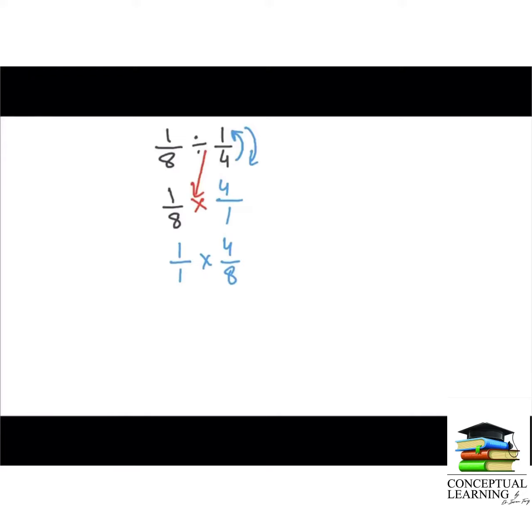Now 4/8, we already know that is 1 over 2. If you simplify, 1 times 1 is 1 and 2 times 1 is 2. So your answer is 1 over 2 or 0.5.